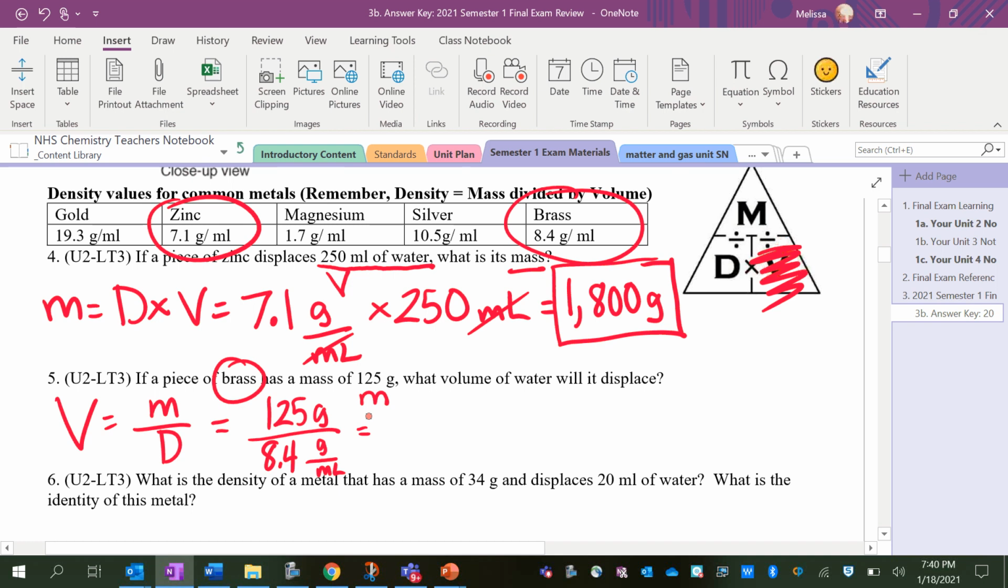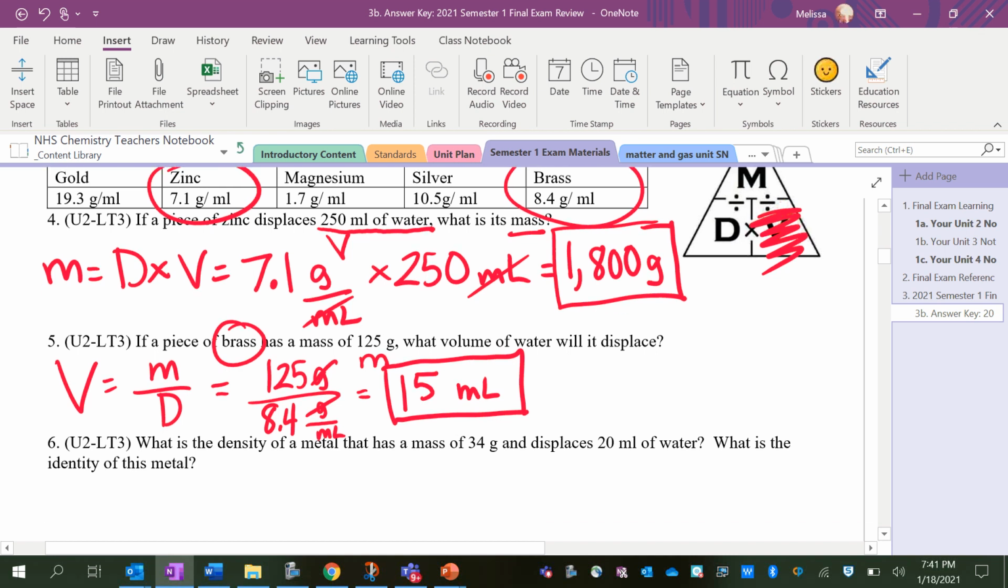So I'm going to type this into my calculator, 125 divided by 8.4, answer 15 milliliters. And the reason I know those units is grams cancels out, and it's 1 over milliliters, so the milliliters flips up to the top.